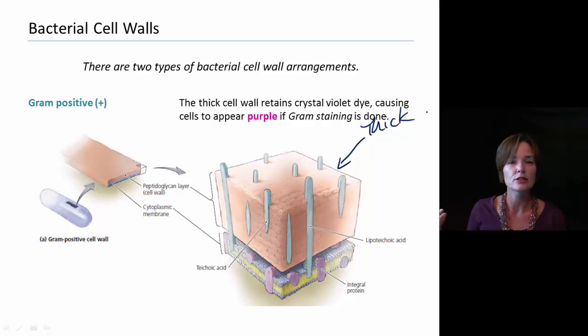The dye's name is crystal violet. So when it sucks up and absorbs that dye, we see a violet or purple color to our cells if they're gram positive. This will be different from the appearance that we get with the gram negative cells.